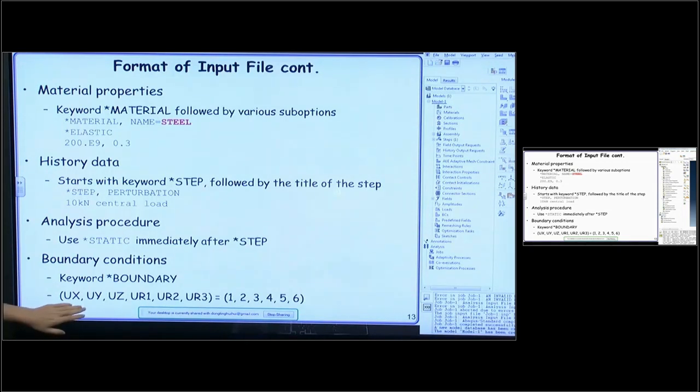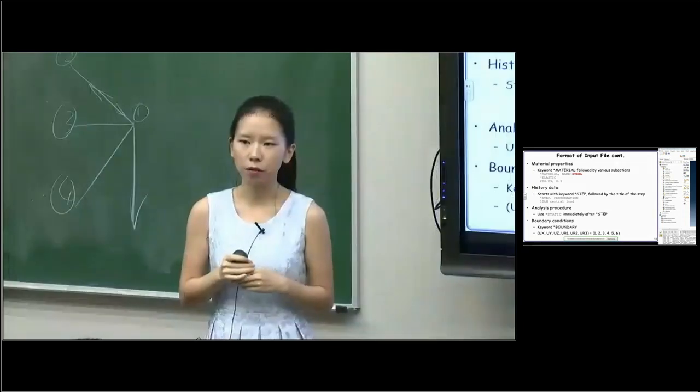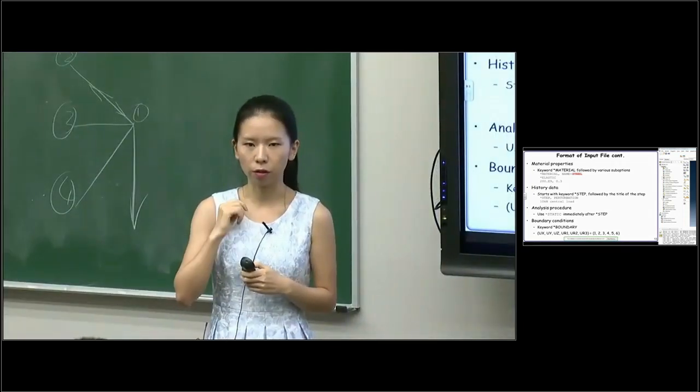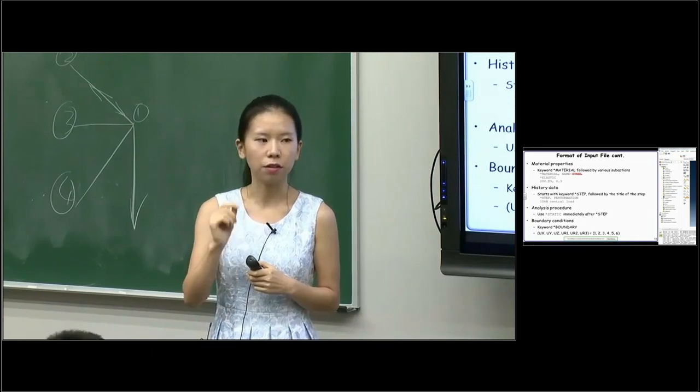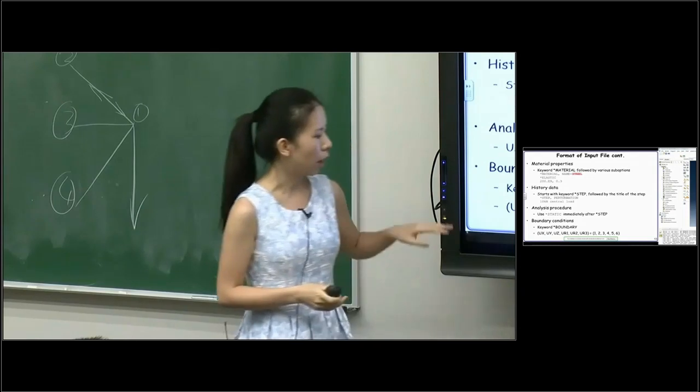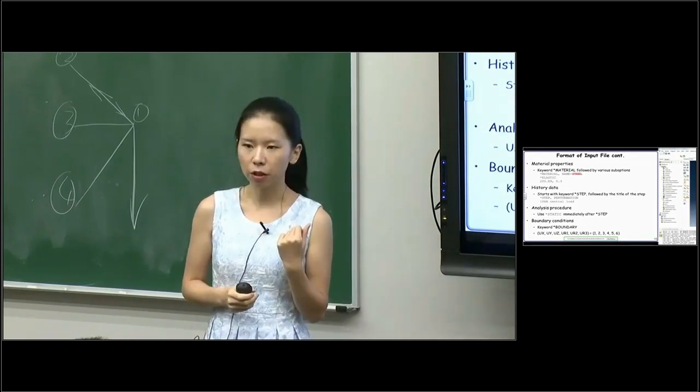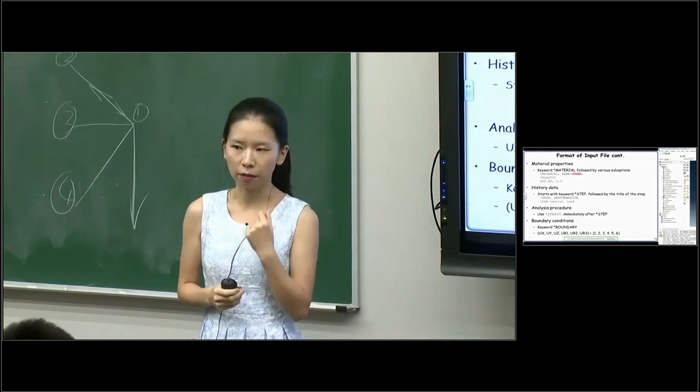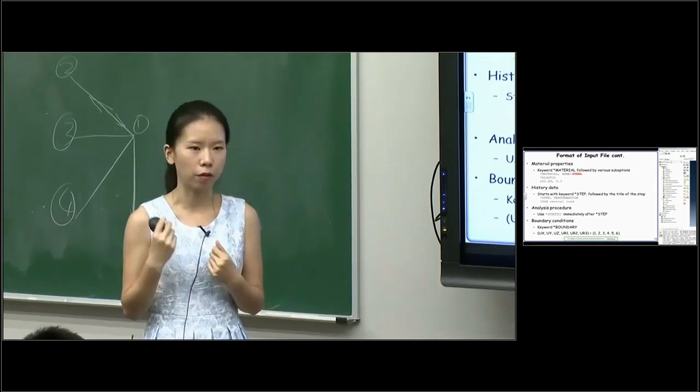Okay, this one is important. So last time I said in 2D problem, 1 means x direction, 2 means y direction, and also remember we have UR3, right? UR3 means rotation about the third coordinate. So the third coordinate is z-axis. And if it's a 3D problem, you have displacement in x direction, displacement in y direction, displacement in z direction, and also rotation about 3 coordinates.